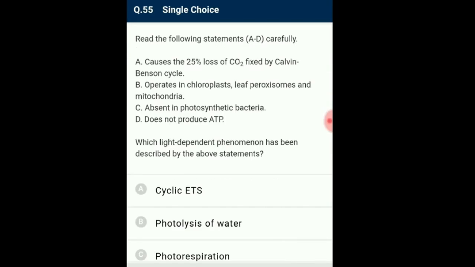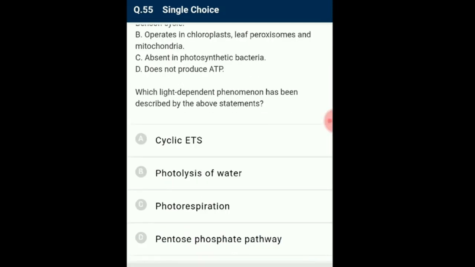Question number 55. Read the following statements. Which light dependent phenomenon has been described by the above statements? Photorespiration is the process by which, in the presence of light, plants consume oxygen and release carbon dioxide, instead of fixing carbon dioxide during photosynthesis, resulting in a decrease in photosynthetic output since no ATP is produced and carbon is lost. So the answer is option C, photorespiration.